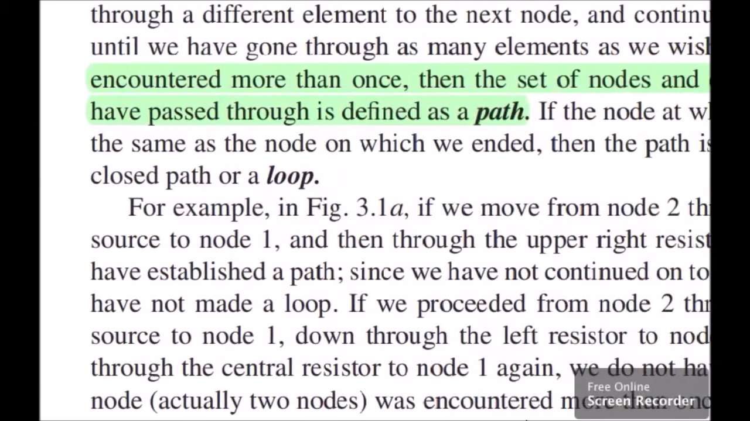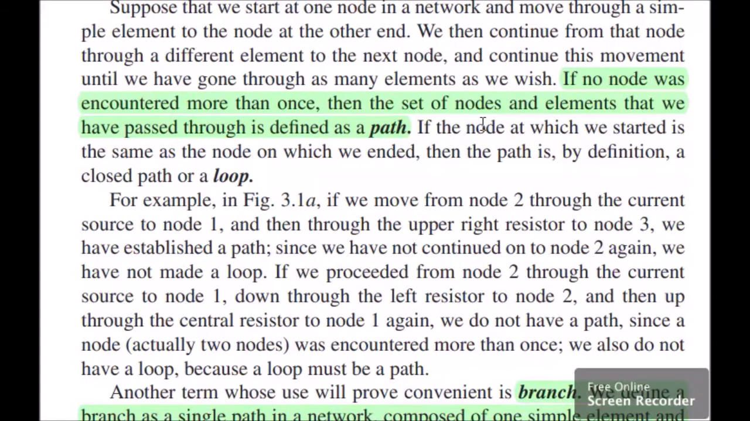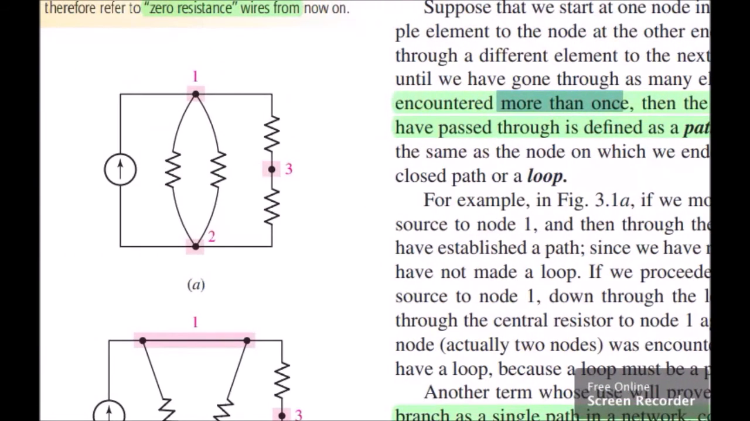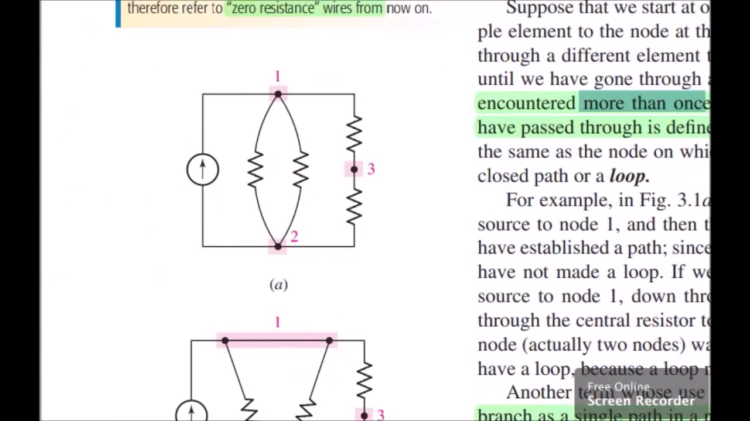Bakit? Ano ba ang path? We have this definition. So, upon going over the circuit, if no node was encountered more than once, then the set of nodes and elements that we have passed through is defined as path. Okay? Kapag walang element daw na nadaanan more than once, then that is a path. May nadaanan ba tayo more than once? So, dito muna, nagsimula tayo dito, papunta doon. May element ba or node na nadaanan more than once? Wala. Kapag wala, then that is a path.